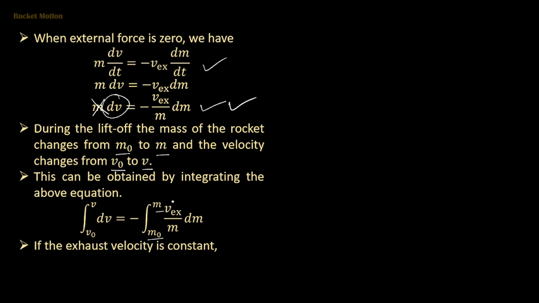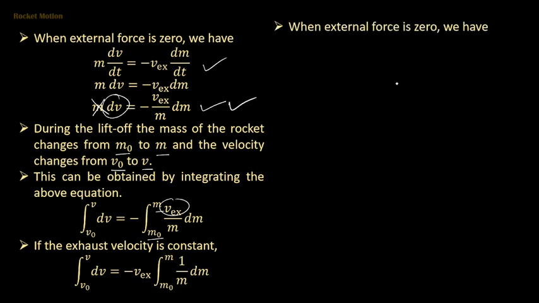Now, if the exhaust velocity is constant, which is often the case, since the velocity with which the hot gases are escaping the rocket is almost constant for most cases, we assume this velocity to be constant and take it outside the integration. The rest of the integration, as can be readily seen, is easy to perform. So for the case of external force 0, after the integration we finally obtain v minus v0 on the left hand side, and this is what we get on the right hand side.